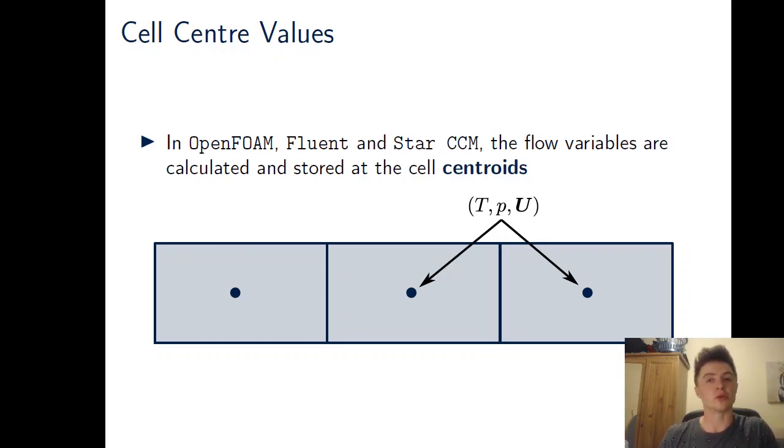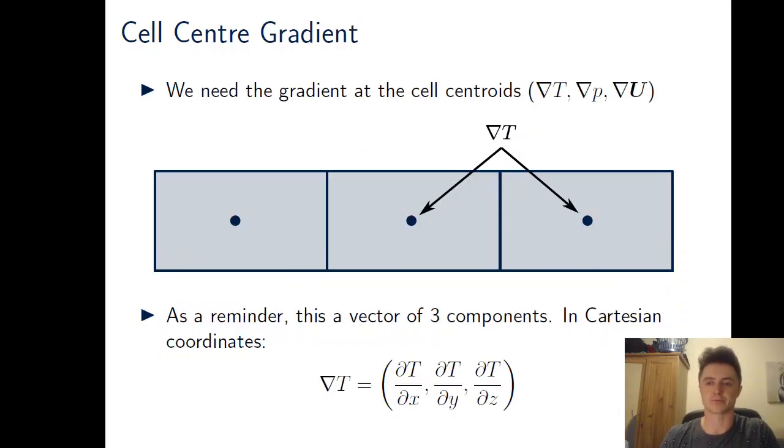Now, a reminder also that the CFD code will compute these variables at the cell centroids, but what we're interested in is the cell gradients. So we'd like to know what the gradient of these quantities are. So I'm going to use the grad or nabla symbol to denote the gradient. And what we'd like to know is what is the gradient of temperature, pressure and velocity at the cell centroid.